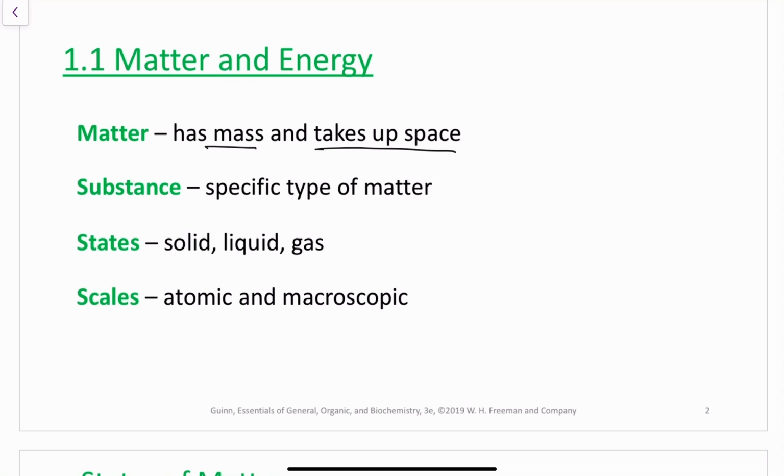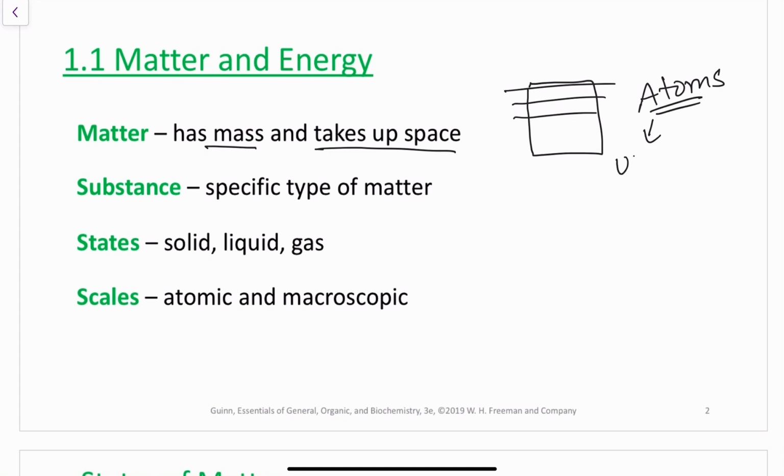Now, let's say we have some matter, and if we keep on slashing it down, if we want to go inside the matter and see what it is made up of, we're going to end up with one special unit called an atom. So the atom is the ultimate unit of matter. That means matter is made up of atoms, and we're going to talk about atoms later on in the course. Then we have a substance.